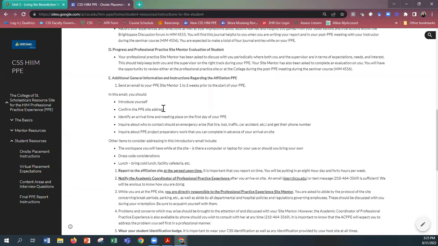Next, just some other general information and instructions. This is where I have information for you on the expectation to send an email to your PPE site mentor 1 to 2 weeks prior to the start of your PPE. So Eric and I will send you the email address of your site mentor, and then from there, you will send an email to them. Okay. And so I'm looking for you to introduce yourself.